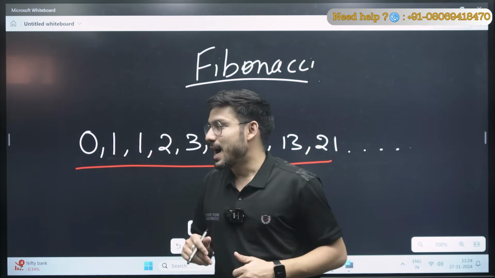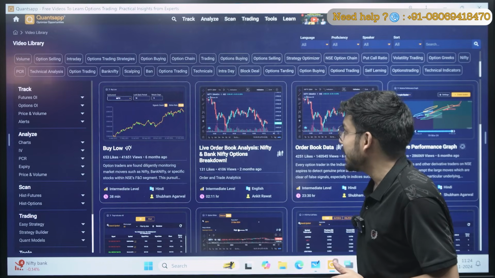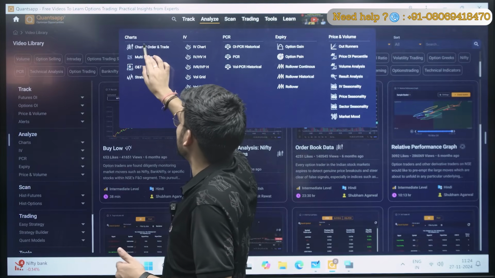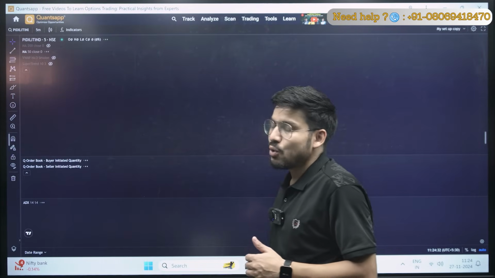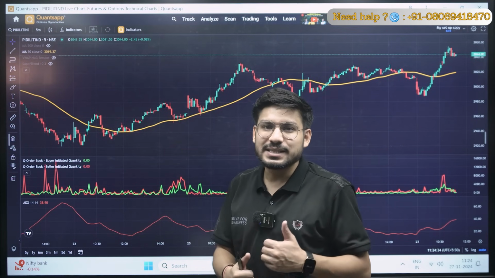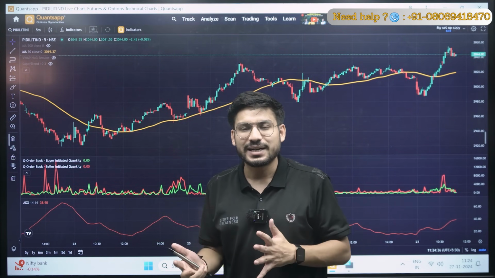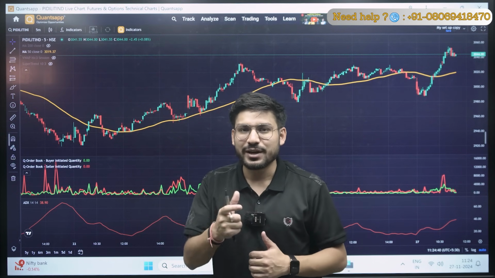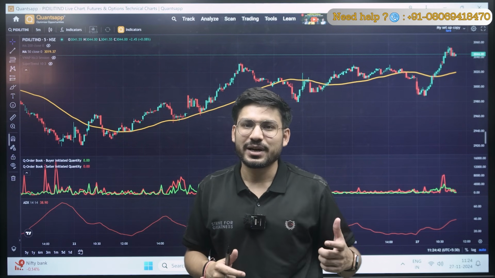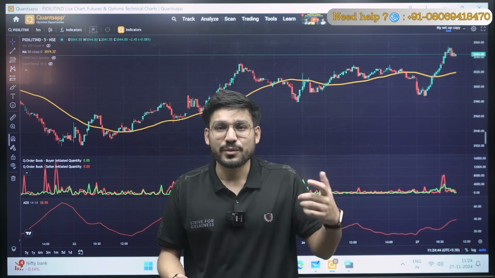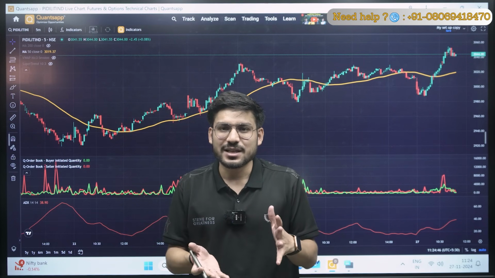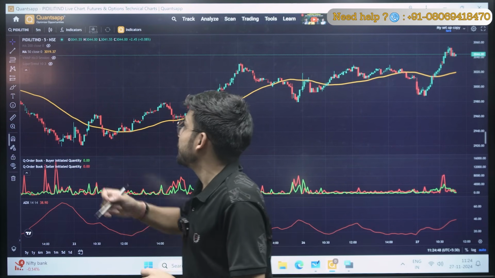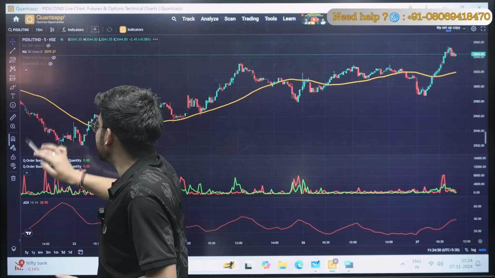For that, I am going to the Quantsapp application, and from the analyze section, I will open the charts. Now we will analyze the retracement levels in the 15-minute time frame, and then we will take our entry in 15 minutes, or you can take the entry in 3 minutes, or if you are a scalper, you can trade in 1 minute as well. But for analyzing the market, I will go with the 15-minute. So I am applying the 15-minute time frame here.